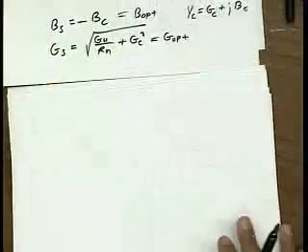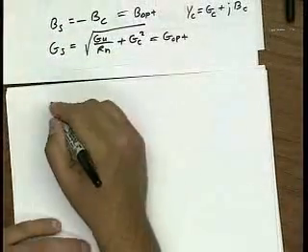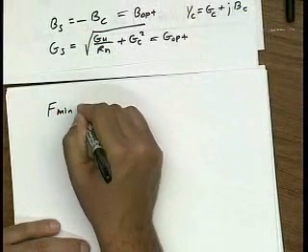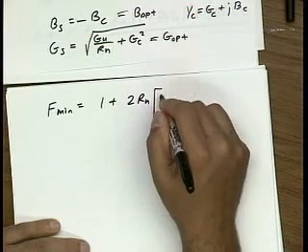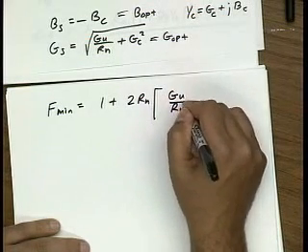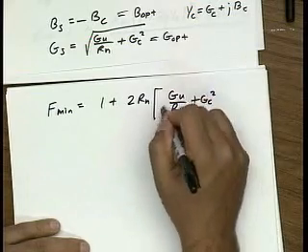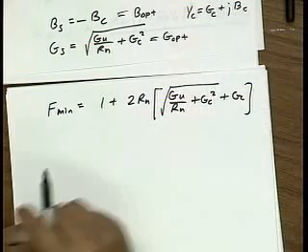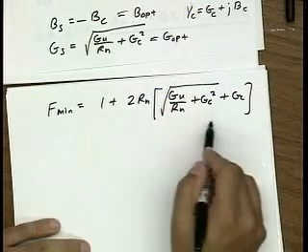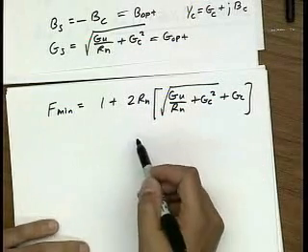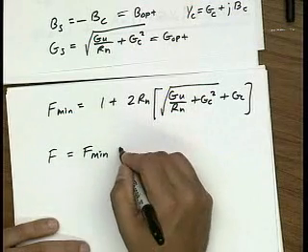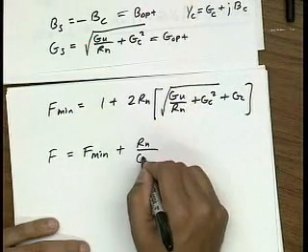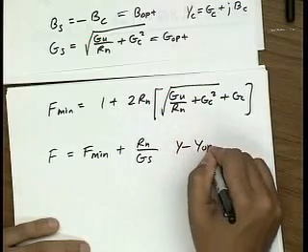Okay, and if you calculate F min, you get an expression very similar to what we calculated last lecture. F min turns out to be 1 plus 2 Rn (Gu over Rn plus Gc squared plus Gc). Again, it drops down to the same value as last lecture for Gc equal to 0. And you can write the noise figure in general as F min plus Rn over Gs times |y minus y opt| squared.